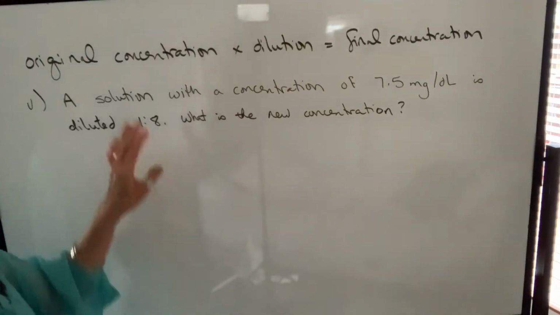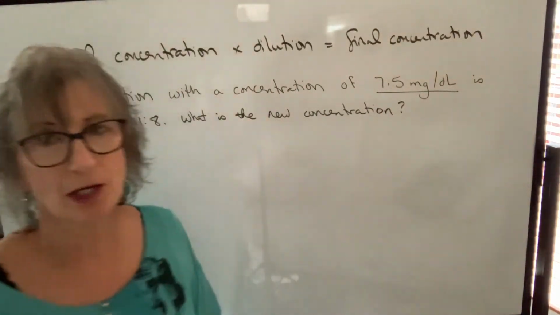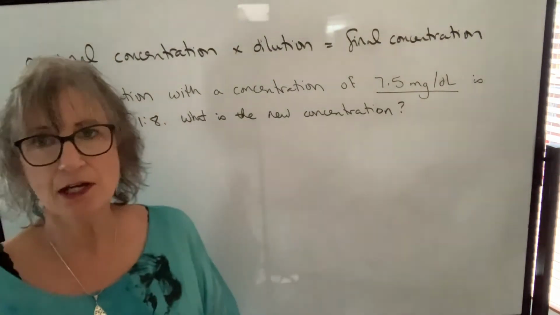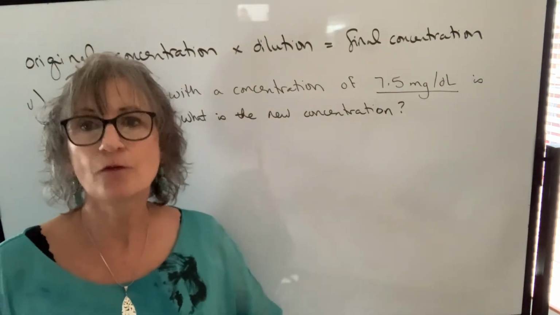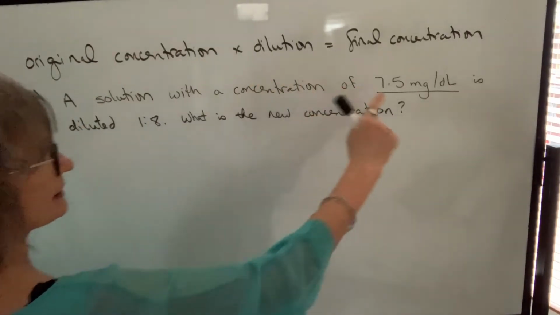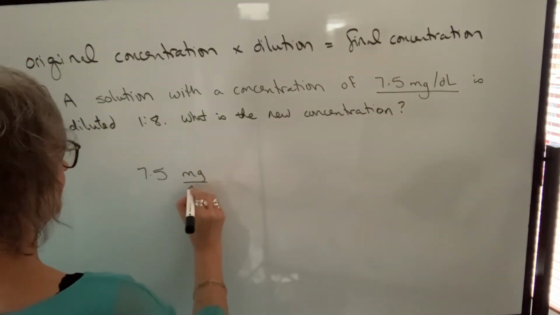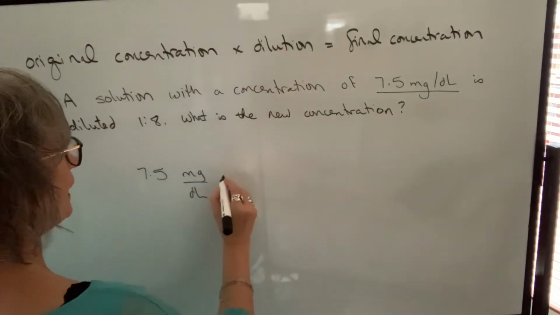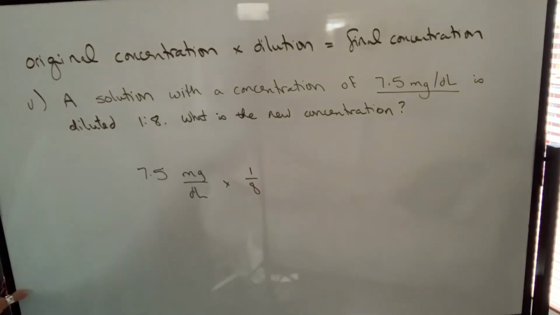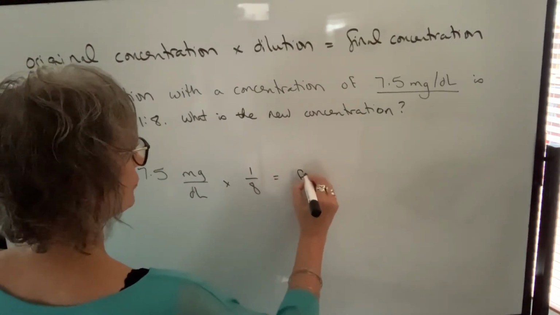In this next example, we have a solution with a concentration of 7.5 milligrams per deciliter. And it's diluted 1 to 8. So now what we want to do is calculate the concentration of our diluted solution. So we're going to start with our original concentration in whatever unit it's given. So 7.5 milligrams per deciliter. We're going to multiply that by the dilution factor. And I'm going to change it to a fraction so that I can do the multiplication. And that's going to be my new or my final concentration.